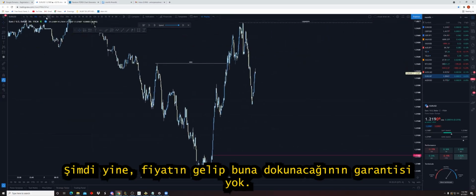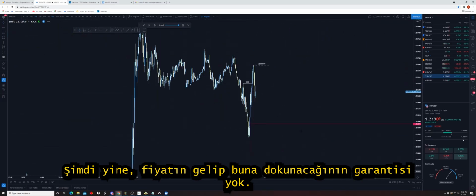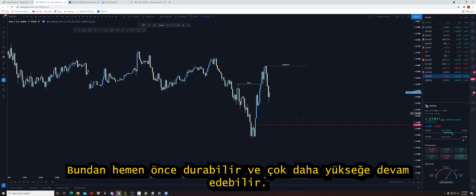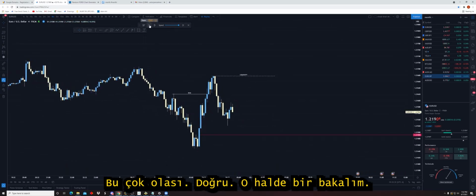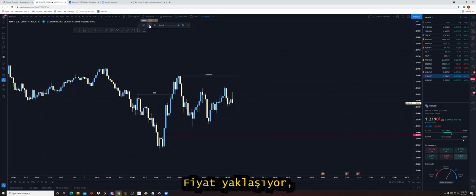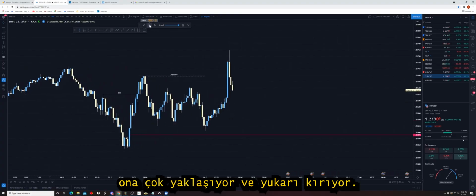Now again, there's no guarantee that price is going to come tap this. It can stop right before it and then continue much higher. That can very much happen, right? So let's take a look. So price comes near it, comes very close to it, and breaks higher.